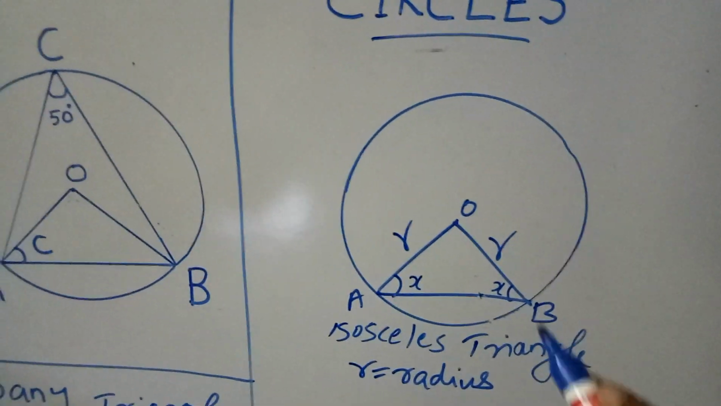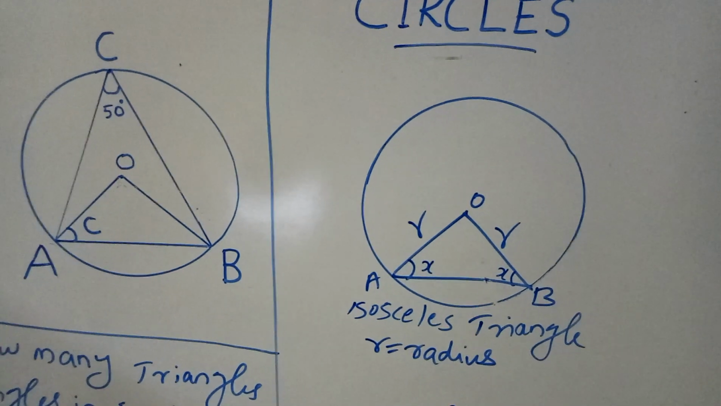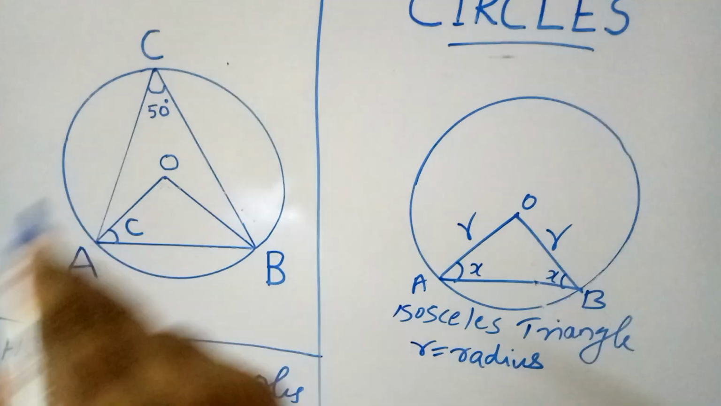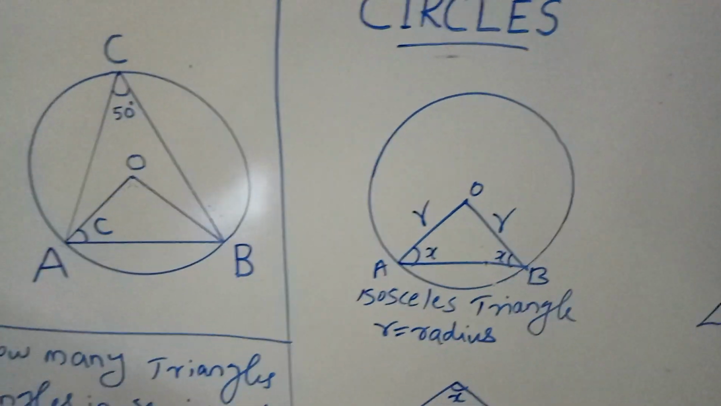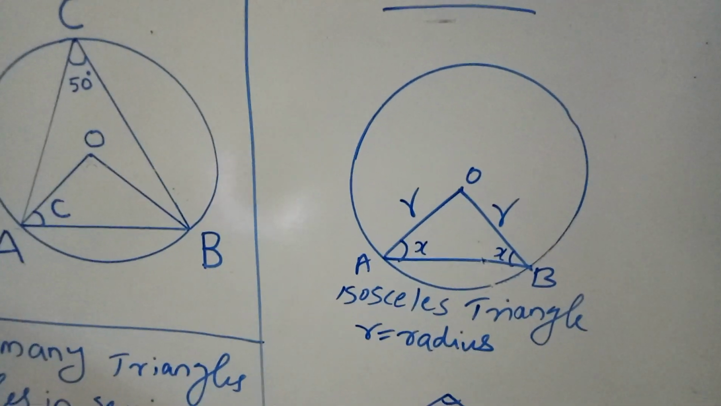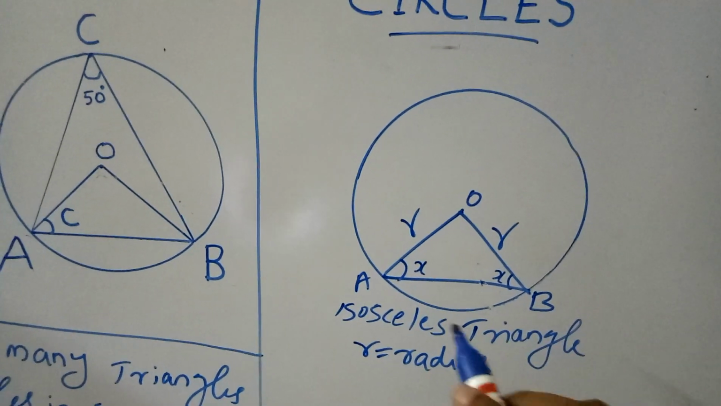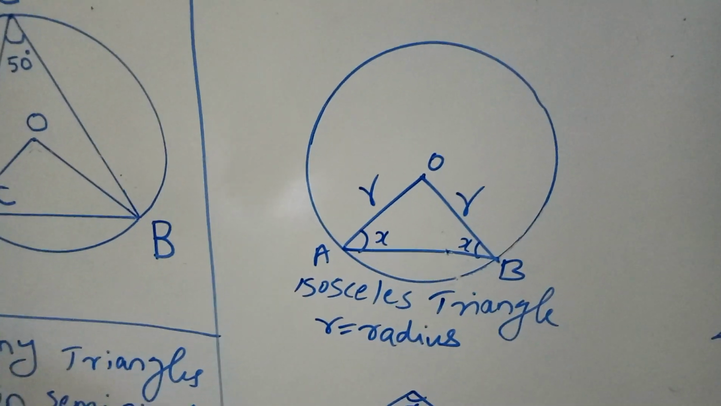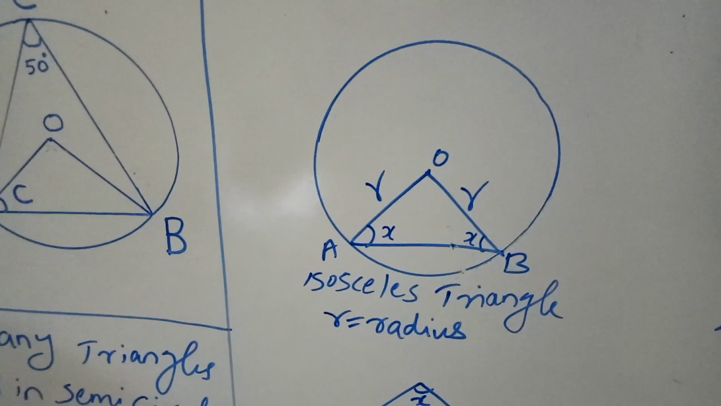AO and BO are the same because they are the radius of the circle. You know that the radius of the circle, OA and OB, are the same. So that's why this triangle forms an isosceles triangle. So these base angles will be equal. You know the property of an isosceles triangle, that base angles are equal.